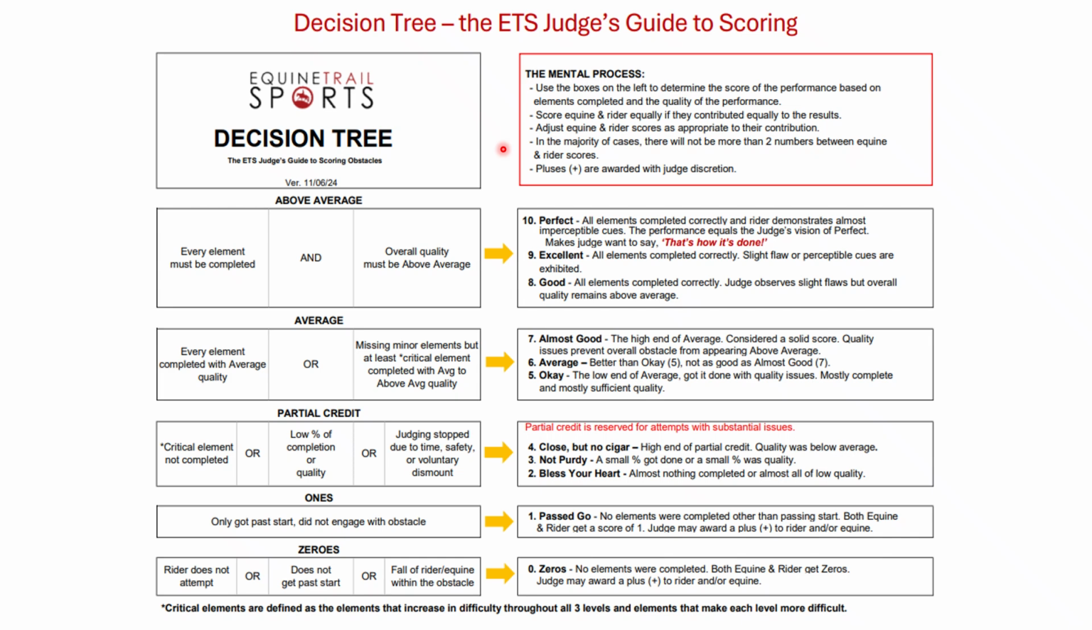In the majority of the cases, there'll be no more than two numbers between the equine and rider score. The exception to this will be obstacles like a mount, dismount, or spray bottle. They could have a slightly larger gap. For example, if a rider dismounts and they drag their spurred heel across their equine's hiney and they get hung up in the stirrup and don't land square, but they are riding the perfect unicorn that we all strive for and their equine does not move, the rider will be scored much lower due to quality compared to their equine who stood perfectly still, but their score should still follow the decision tree.